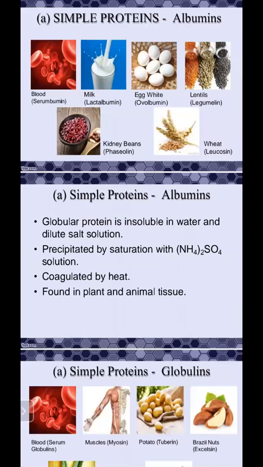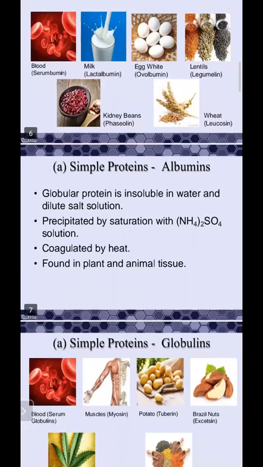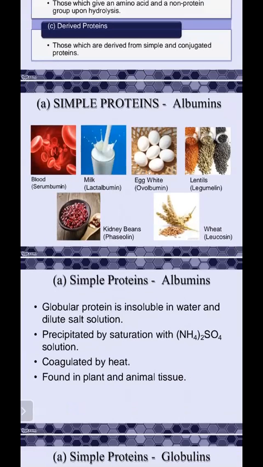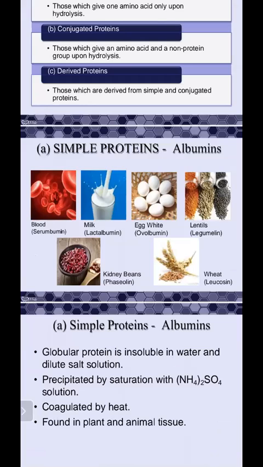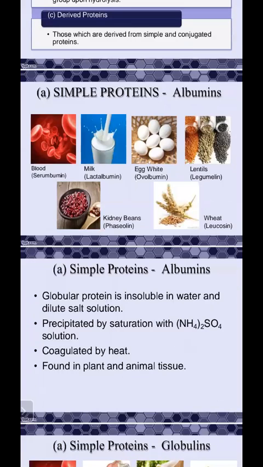Please give me an example of a simple protein. Any example of simple proteins? Albumin. Okay, so here is albumin. In this picture, the albumin present in blood is known as serum albumin. In milk, the albumin present as a simple protein is known as lactalbumin. In an egg, there is the yolk and the white portion, and in the white portion you will get your albumin.